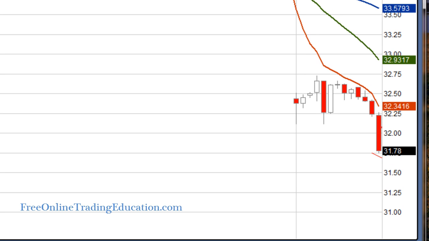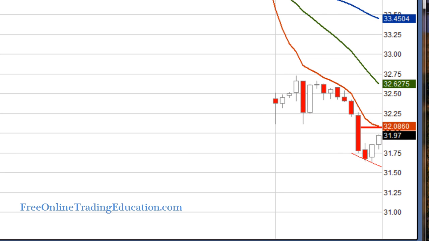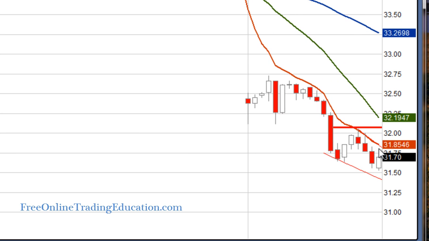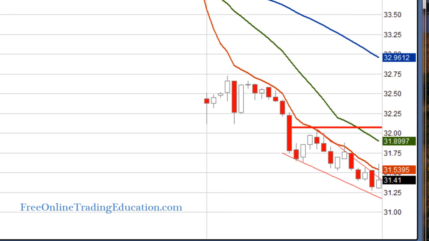Bam! Look at that. And now I am short at 32.08. Let's see what goes on after that. Begins to fall, using this 8 EMA, exponential moving average, as resistance. Keeps falling down below it.